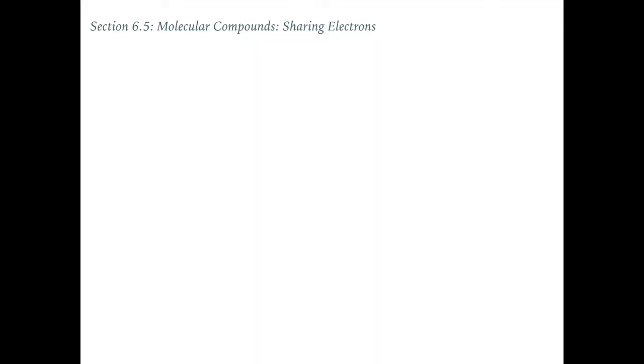Right, so far we've been talking about ionic compounds. Now we're going to talk about molecular compounds and covalent bonding. In covalent bonding, electrons are shared. One example of molecular compounds with this covalent bonding are these elements here. They cannot exist by themselves.